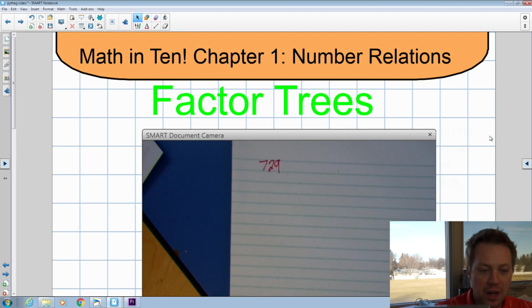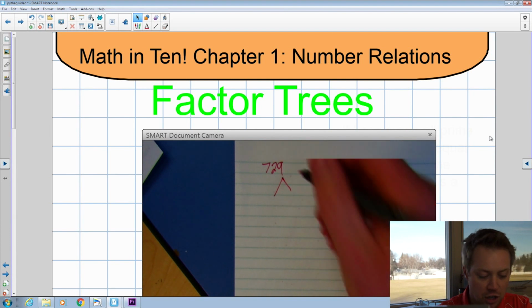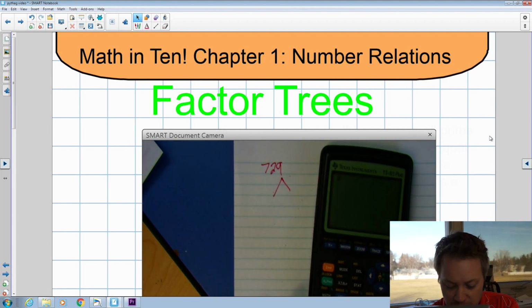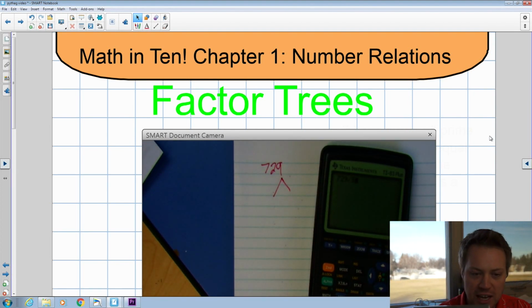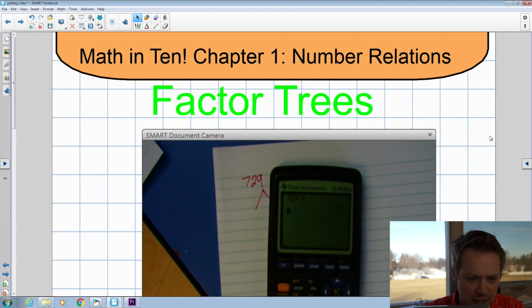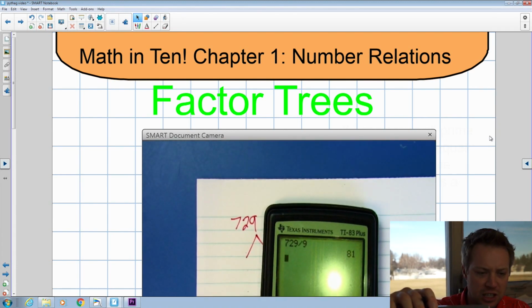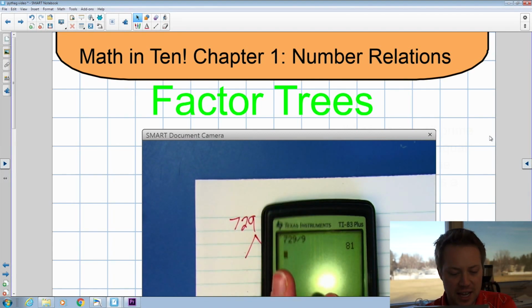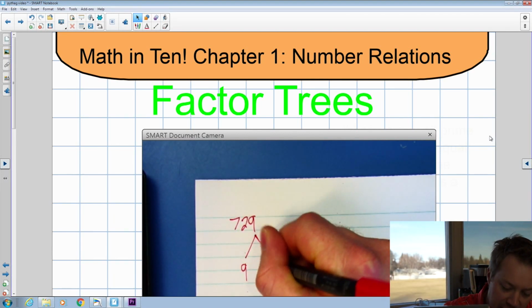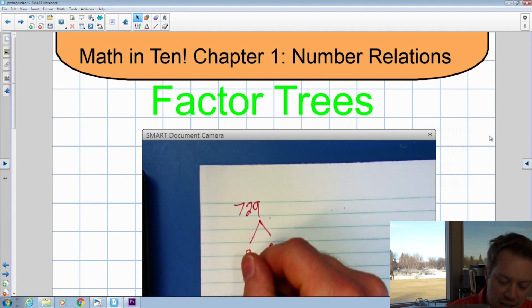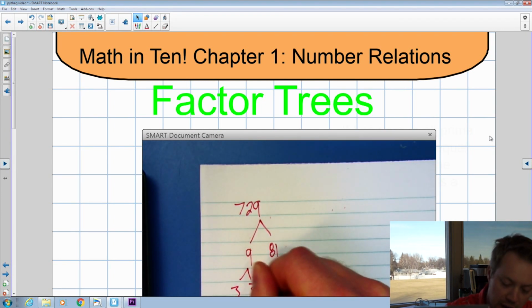729. Now, I know from experience that 729 is divisible by 9. You may not know that. You might just have to start checking with some numbers. So you can see in my calculator, I get the whole number 81. So I know that that's divisible by 9. That's great. So I'm going to say 9 times 81. And then the 9 breaks down into a 3 and a 3.